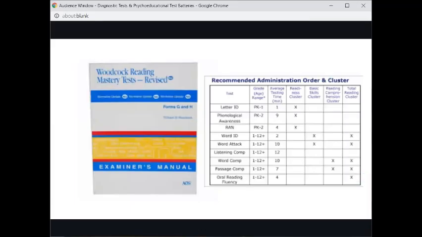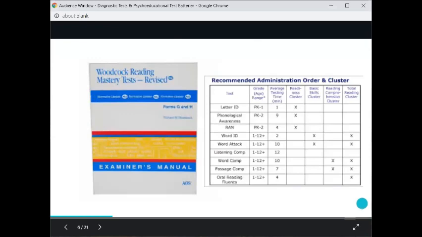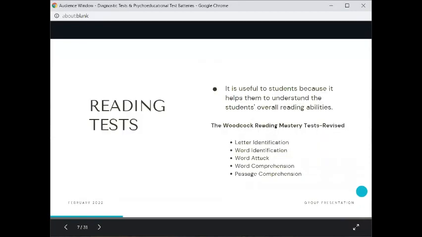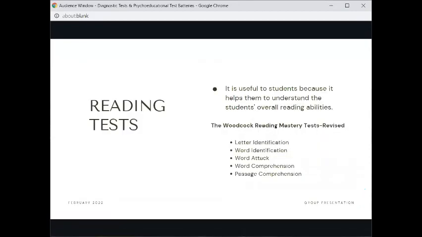What you see right now is an illustration of the Woodcock Reading Mastery Tests Revised. Why does it say revised? Because it already has a first and second edition, and the one in the illustration is the third edition. Inside it are the old subtests from the first and second editions and three new subtests in this revised test, which I will explain further. Next slide, please. That was an example of reading tests.